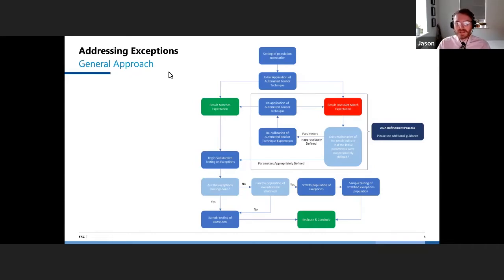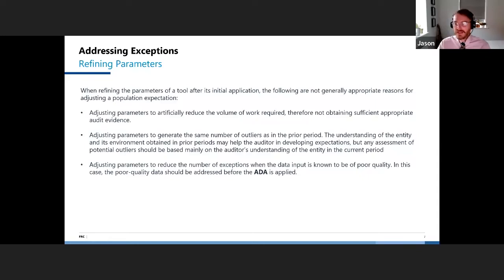What we then thought about is, well, this refinement process, do we need to say a little bit more about that? Because is it a little bit open to just say, yeah, you can refine your parameters? So what we thought is it's probably sensible for us to think very carefully about some kind of general guidance on, if you've done an initial run of your analytical tool, and you've generated a vast number of exceptions, what are some general principles, both good and bad, when it comes to thinking about refining that analytic?